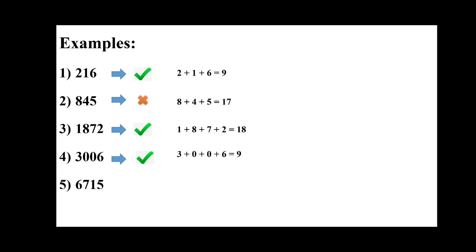Can you say 6715 is divisible by 9 or not? Yes, 6715 is not divisible by 9. Correct. How? 6 plus 7 plus 1 plus 5 is equal to 19. 19 is not divisible by 9. So 6715 is not divisible by 9.